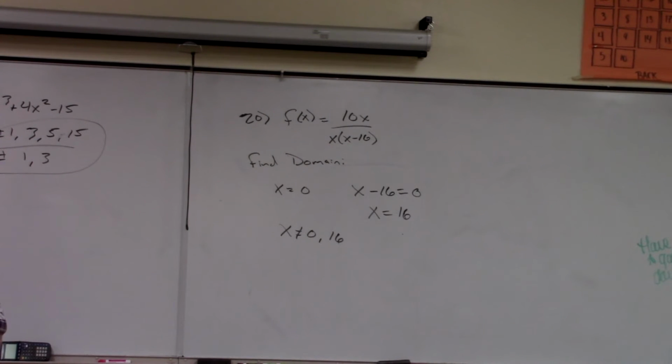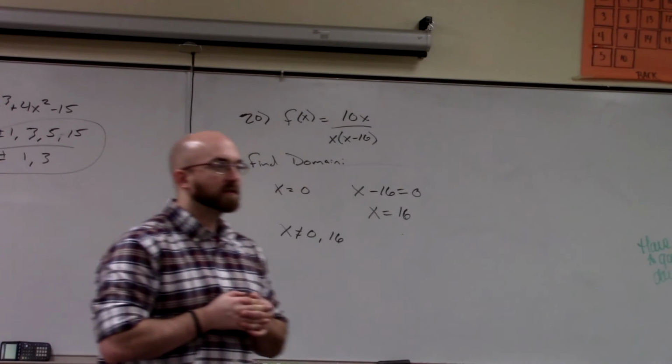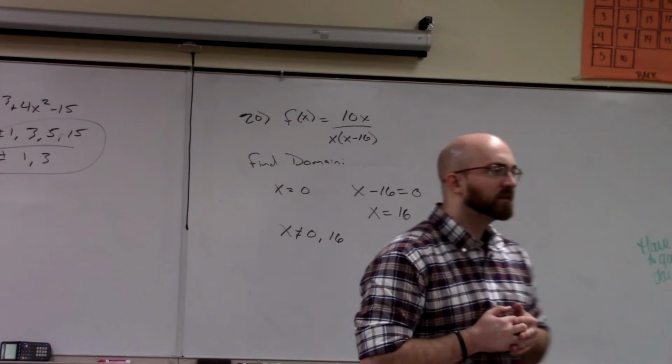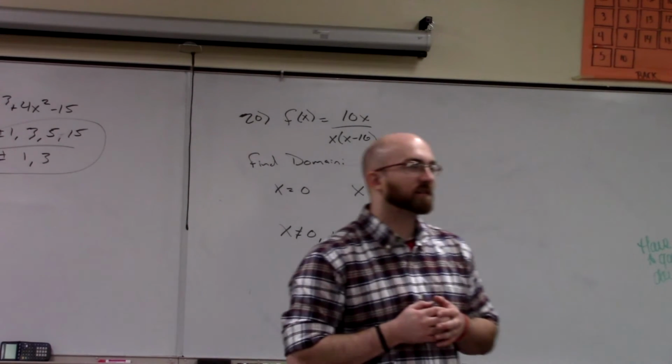I just get confused about when you need to set the bottom equal to 0, because I know you do that for domain, but with vertical asymptotes and horizontal asymptotes, I get confused on when you need to set the top equal to 0, the bottom equal to 0, and both. You only need to set the top equal to 0 when you need to find x-intercepts.